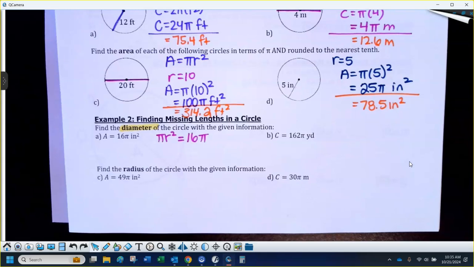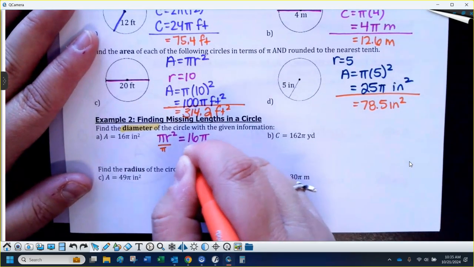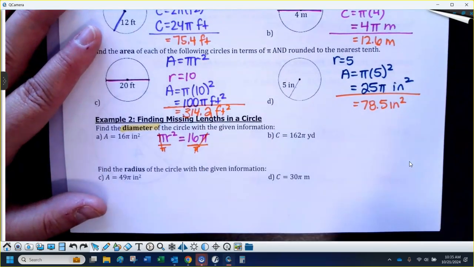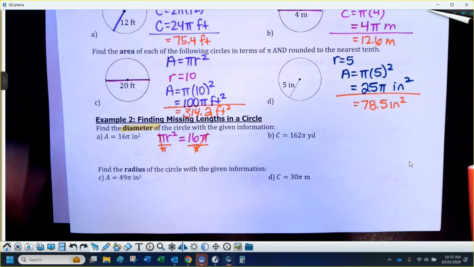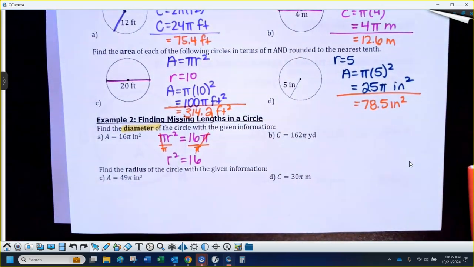Do you guys see how there's a pi on both sides of that equation? So here's what I'm going to do. I'm going to divide by pi, totally legal, and what it does is it cancels it out on both sides of that equation. So what you're left with is that the radius squared is equal to 16.